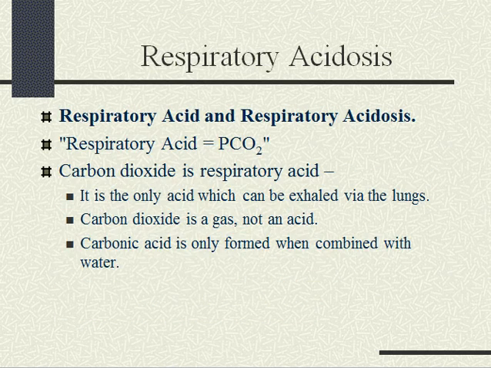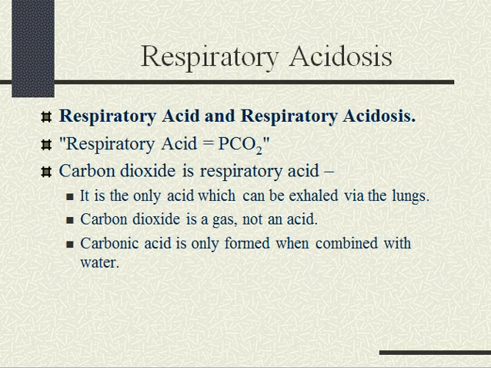Respiratory acidosis is when we retain too much carbon dioxide. Okay, carbon dioxide is acidic. It is not an acid. It creates acidity in the body. And when we retain too much CO2, we will become more acidic. If we can't get rid of it through the lungs, we will become more acidic.